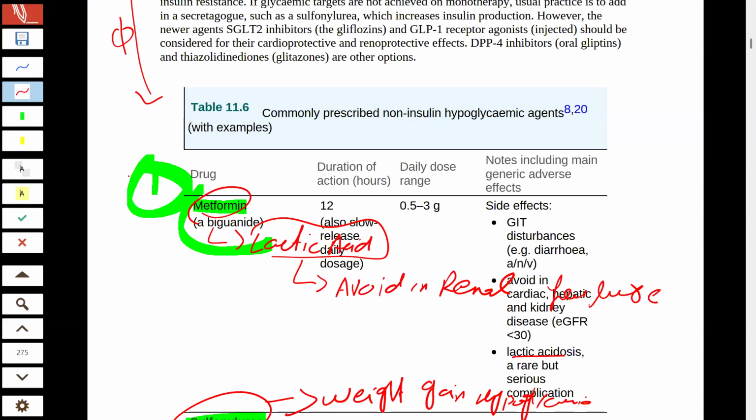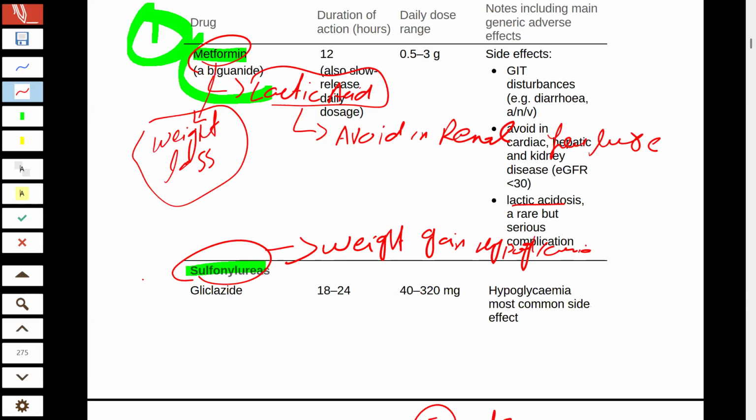So according to this, you have to choose. Also, a metformin side effect is weight loss, so it is good for obese patients, because type 2 mostly affects the obese population. And if a patient has a contraindication or has renal failure, avoid metformin. Then according to this, you have to add, for example, sulfonylureas. This class has side effects of weight gain and hypoglycemia.